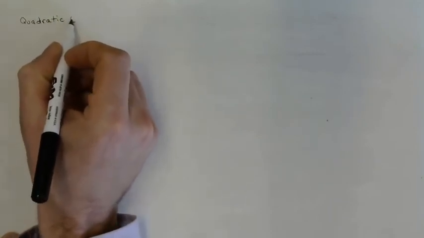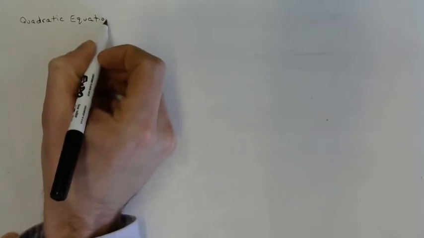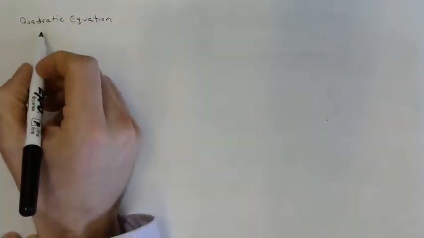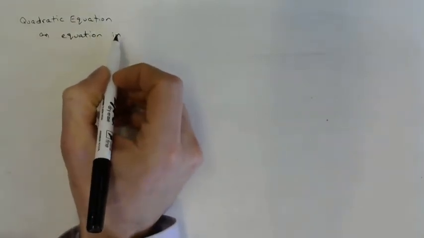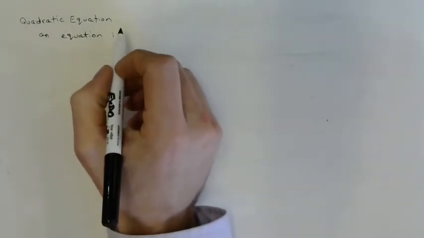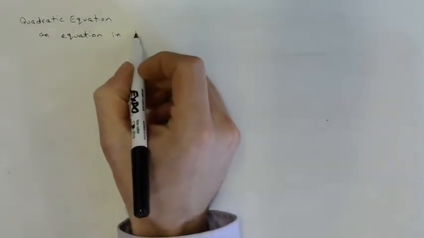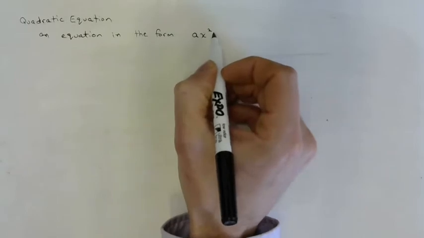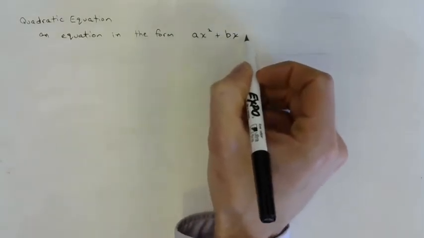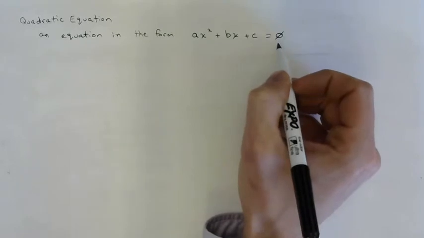Solve quadratic equations. What is a quadratic equation? Well, we're going to have to restart the video. What's a quadratic equation? There's an x squared in it. Good. Top of page 21 in your notebook. An equation in the form ax squared plus bx plus c equals 0.